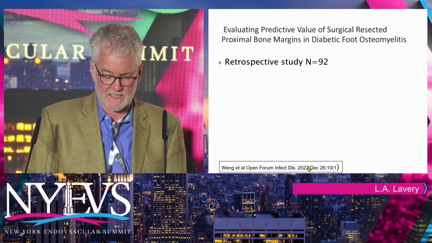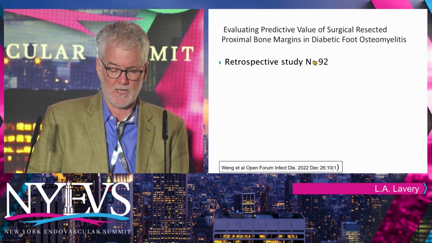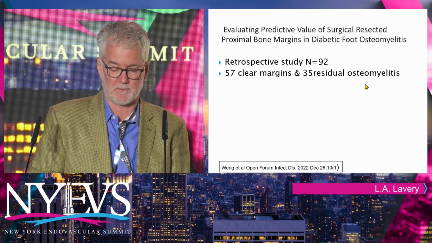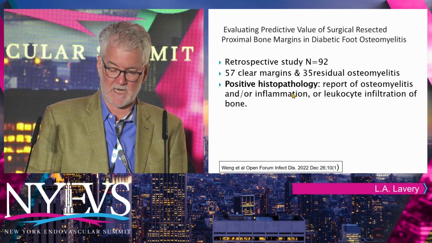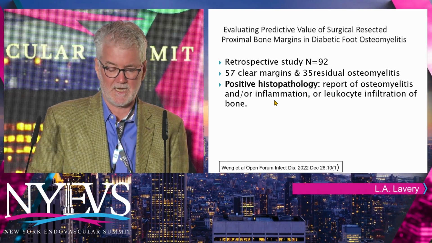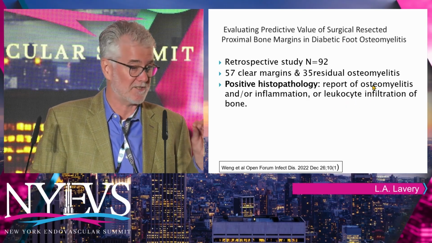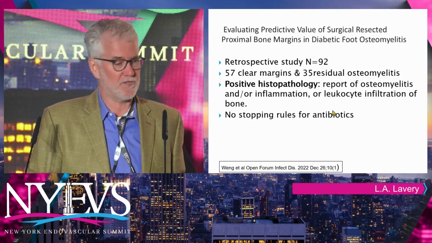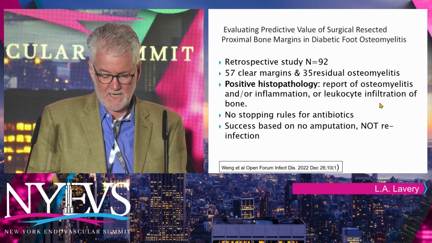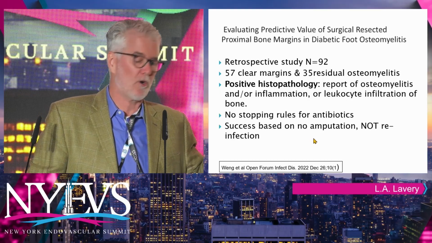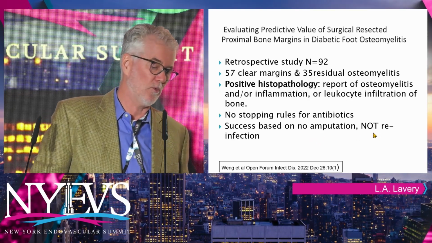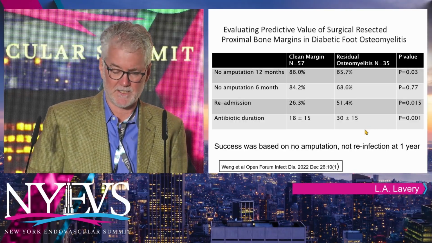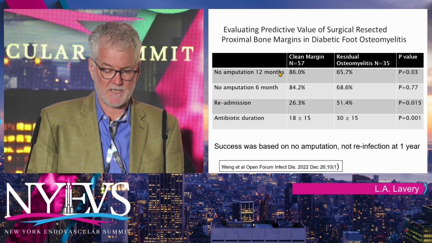One was in CID, Clinical Infectious Diseases, where they looked at 92 people: 57 people that had clear margins and 35 people with residual osteomyelitis. They used positive histology, with reports of inflammation or leukocyte infiltration in the bone, as their criteria for clear margins, not culture. There were no stopping rules for antibiotics. And success was based on whether you didn't require an amputation, not on reinfection, not on wound healing, but whether you had an amputation or not. So I don't know if I'm buying that. So, no amputation in 12 months.